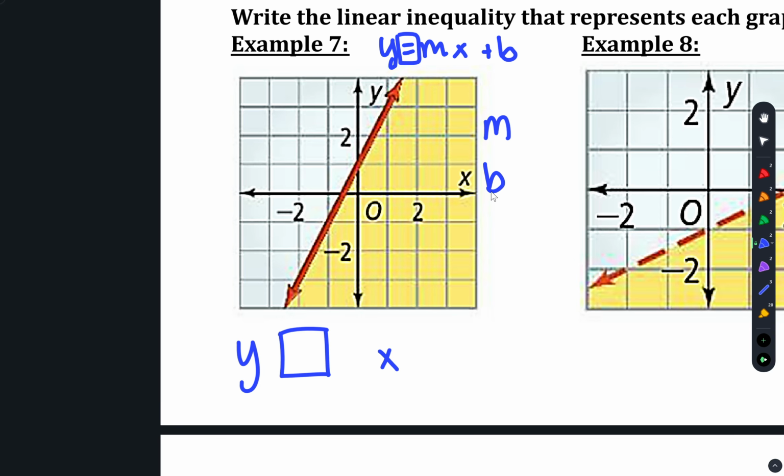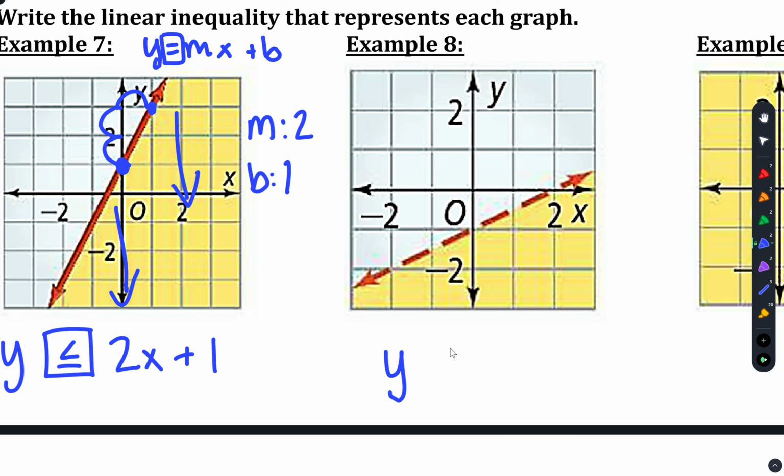Then I look at my graph. I need the slope and I need the y-intercept. What's the y-intercept here? The y-intercept is 1. The slope is 2. If I pick points, I'm going up 2 over 1, so my slope is 2. So let's fill that in: 2x plus 1. Then I think, what sign do I need here? Less than or greater than? Less than, because it's below. And it's equal to because the line is solid. Perfect.